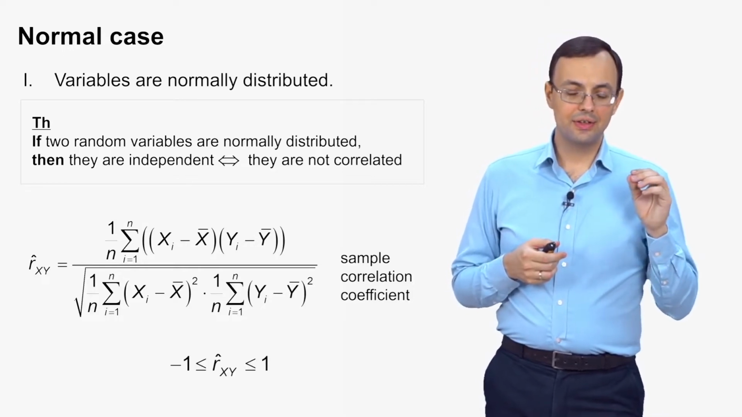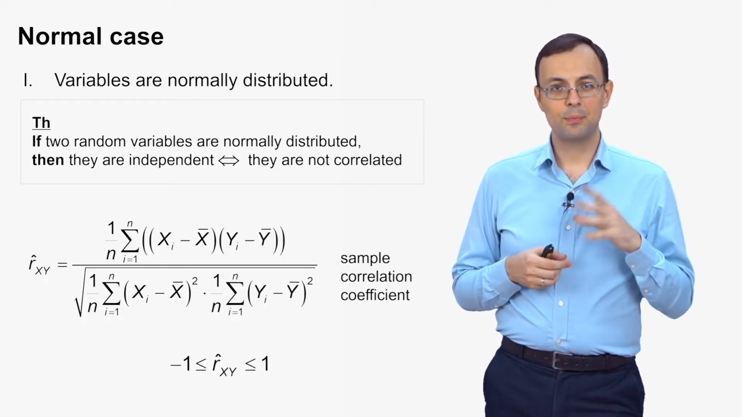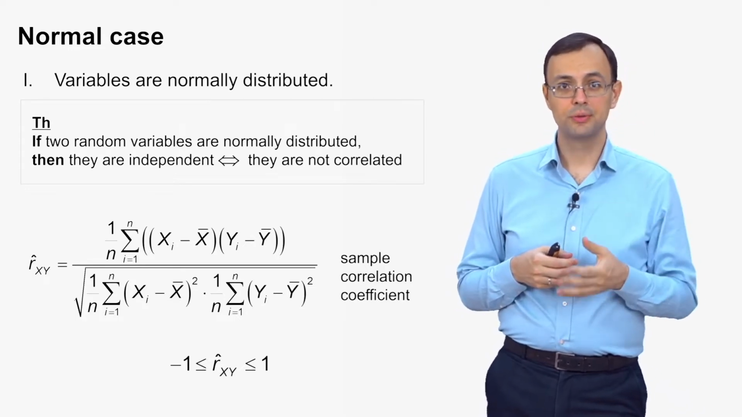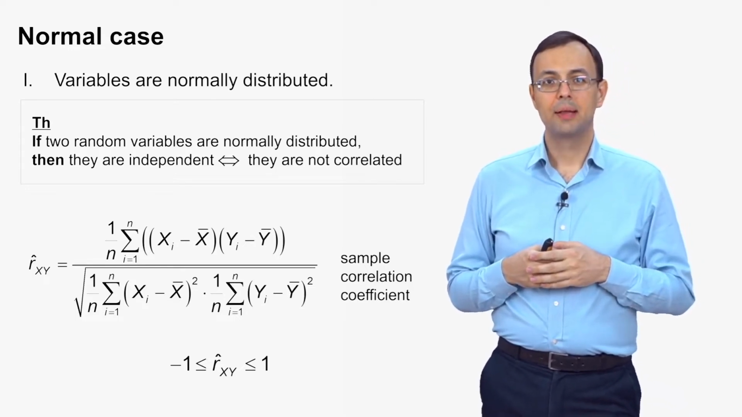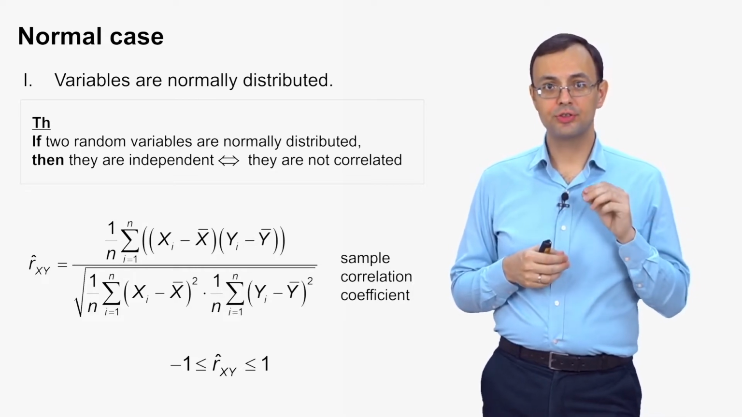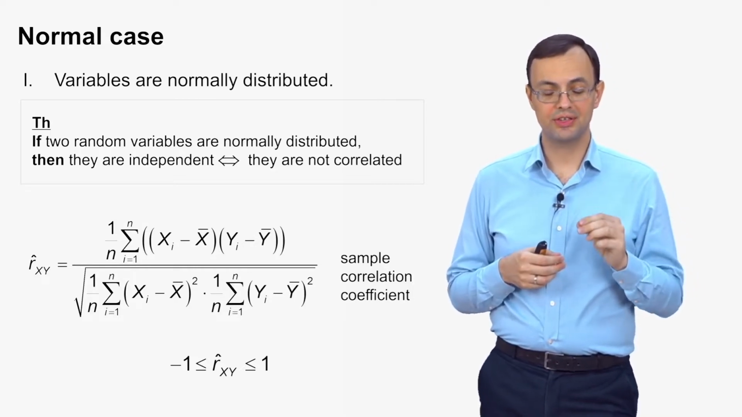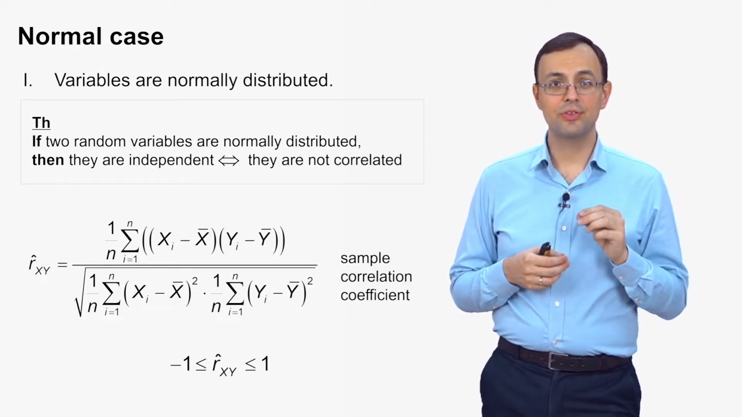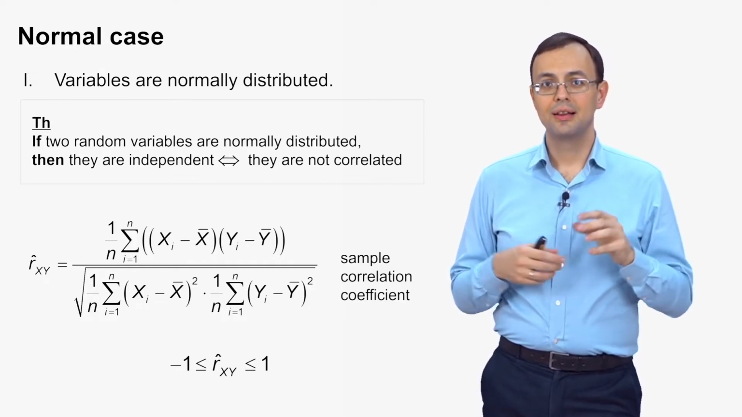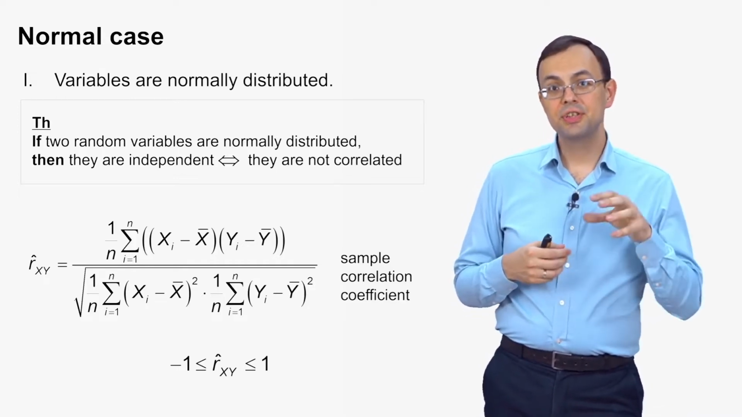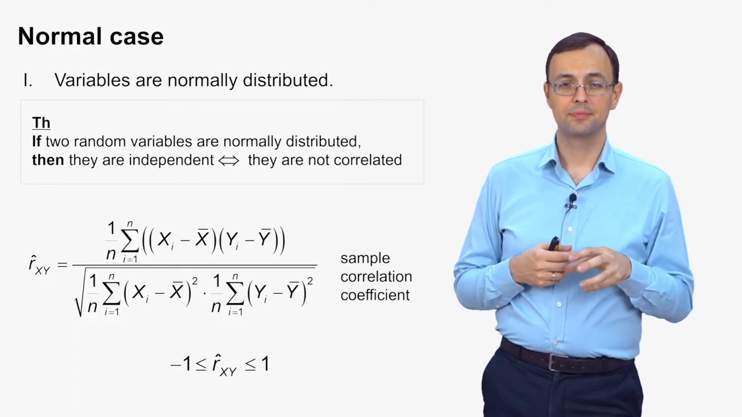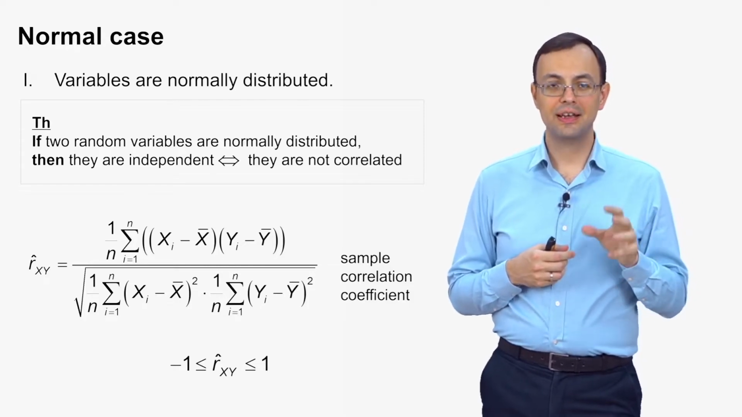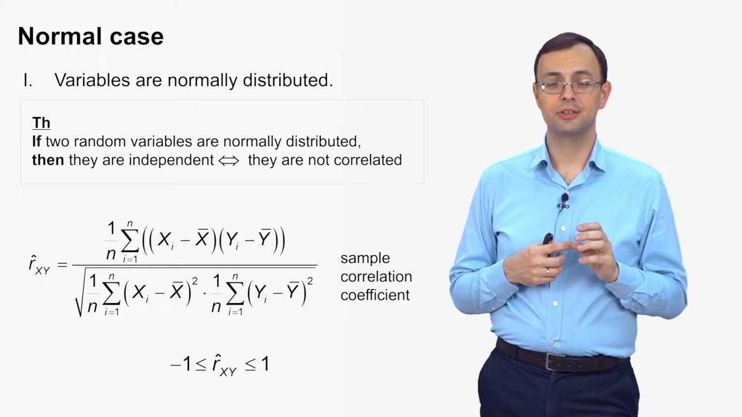It can also take values from -1 to 1. So we have here the same situation as for Spearman's coefficient. But unlike Spearman's coefficient, which shows us how strong the monotonic dependence is, the sample correlation coefficient shows us how strong the linear dependence is. Linear dependence is a particular case of monotonic dependence. For example, y equal to x cubed is a function that is monotonic but not linear.